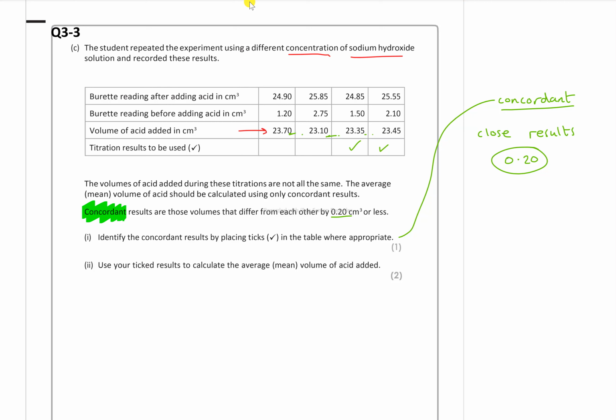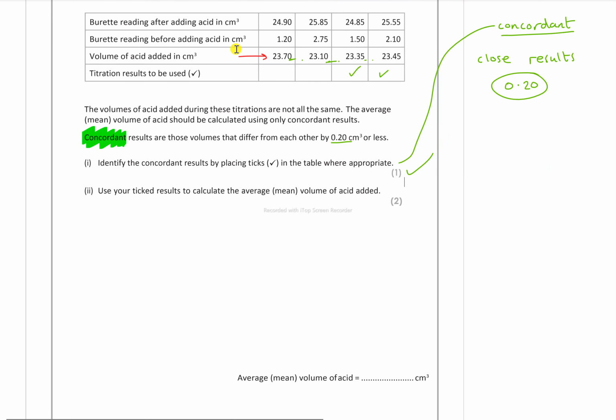Right, then what you do, so we've done that, we've ticked the 2 boxes. Then you work out the average. And average is simple, isn't it? You just, these are easy marks that they're giving away to us, really, I think. 23.4 or 23.40. Okay.